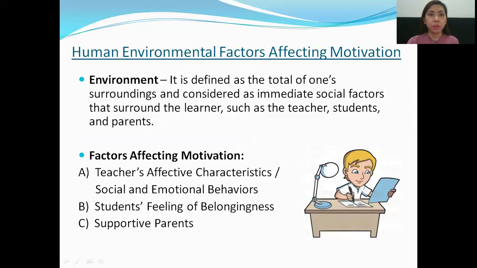Now let's talk about the human environmental factors affecting motivation. Environment is defined as the total of one's surroundings and considered as immediate social factors that surround the learner, such as the teacher, students, and parents. Let's look at the following human factors affecting motivation. First is teachers' affective characteristics or social and emotional behaviors. Second is students' feeling of belongingness. And third is supportive parents.